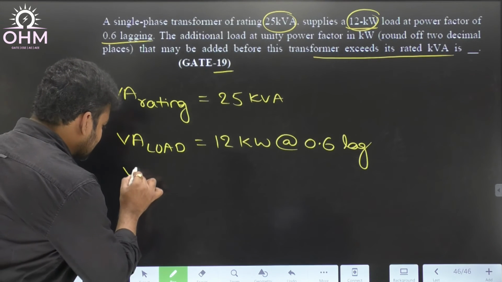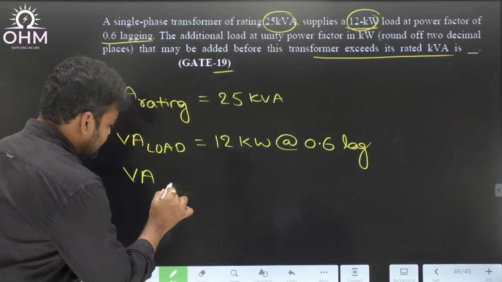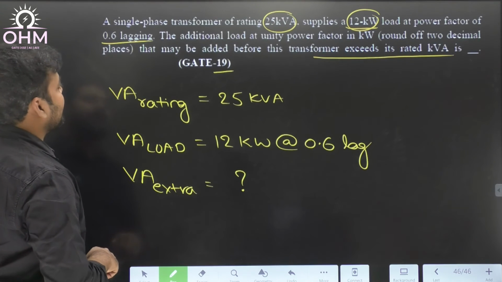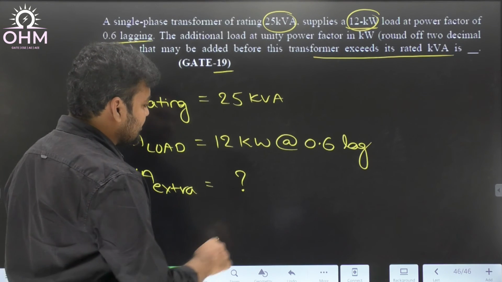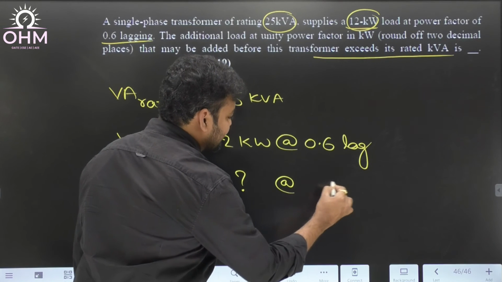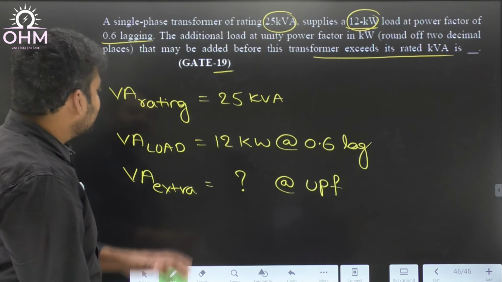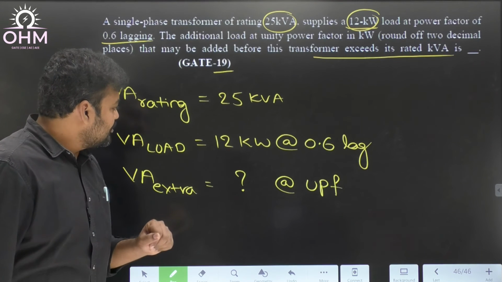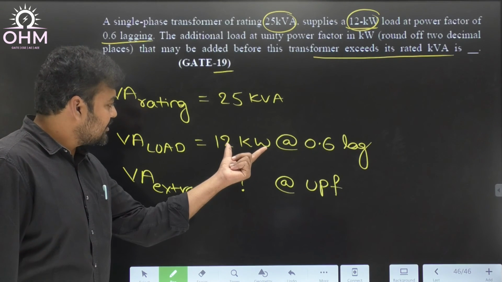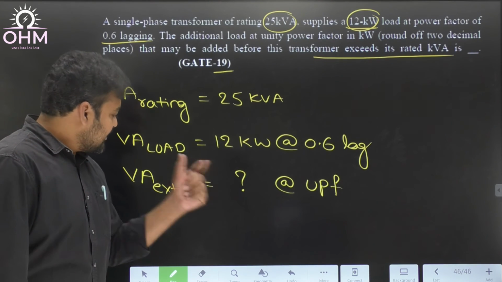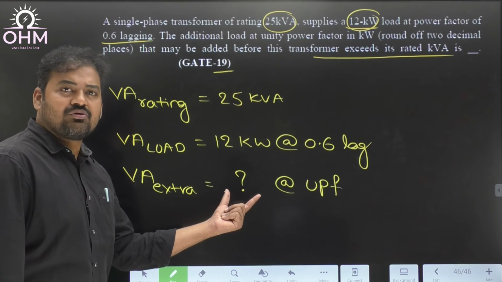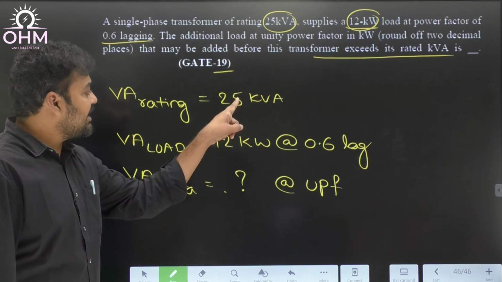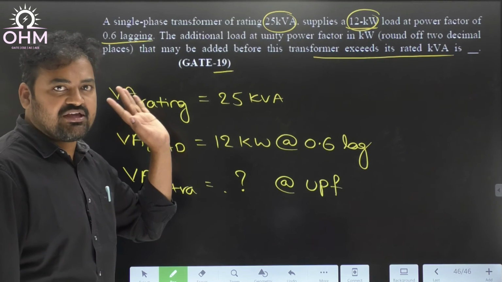Now, what is the extra load that we can add at unity power factor such that the VA rating of the transformer does not exceed? So what we have to do first is convert this kilowatt rating to kVA rating. Then assume this extra kVA is equal to something called X. Add both of them vectorially so that the maximum value should be equal to 25 kVA only.